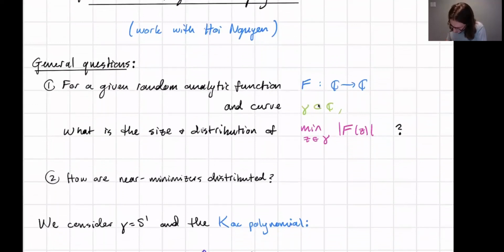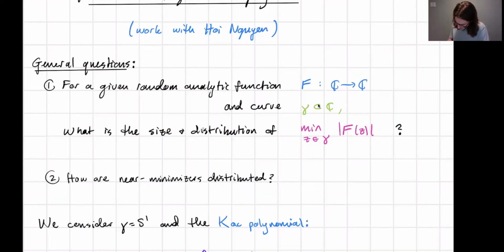And then more than that, rather beyond just understanding the distribution of the global minimum, we would want to have some understanding of the process of near minimizers. So if you have the global minimum, are the other near minimizers in clusters nearby, or do you have near minimizers very well separated and kind of independent?